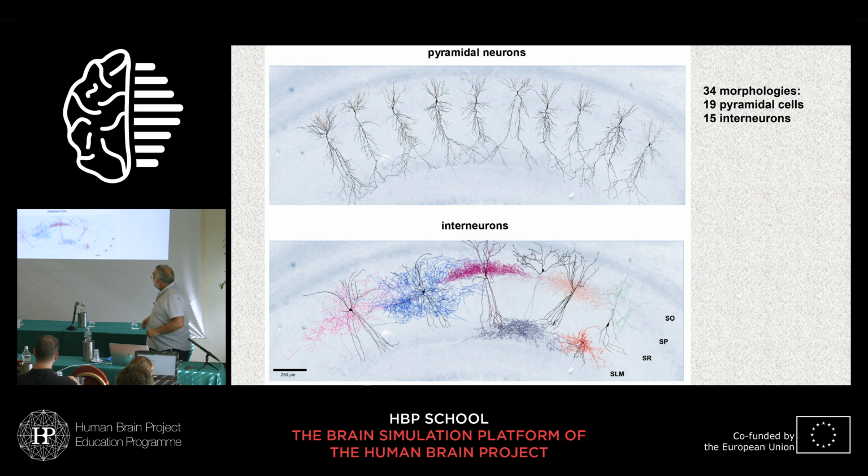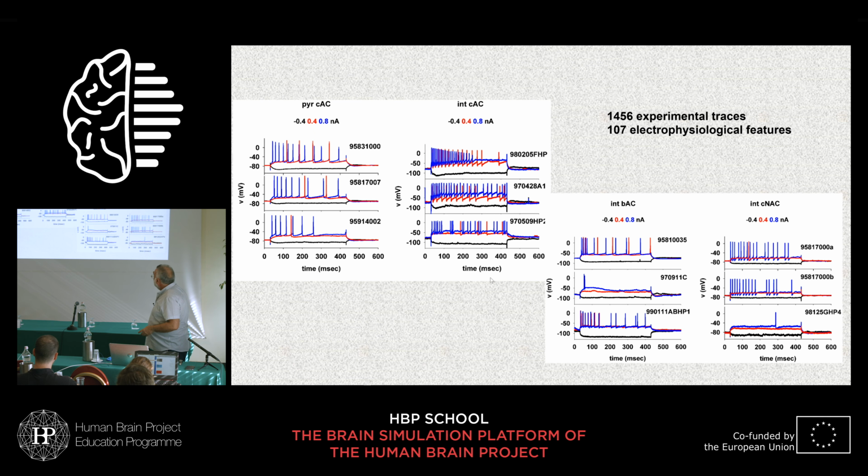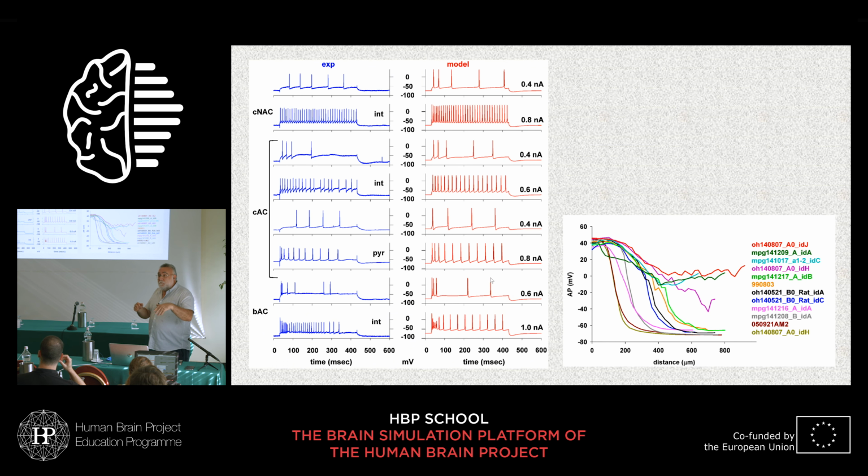So we took these morphologies, and for each of them we tried to implement these experimental traces. We have about 1,500 experimental traces that were used to extract about 100 electrophysiological features using the software that you saw yesterday on the platform. And with those features, we used BluePyOpt, an automatic optimization program that Carmen is going to show you this morning, and also with hands-on this afternoon.